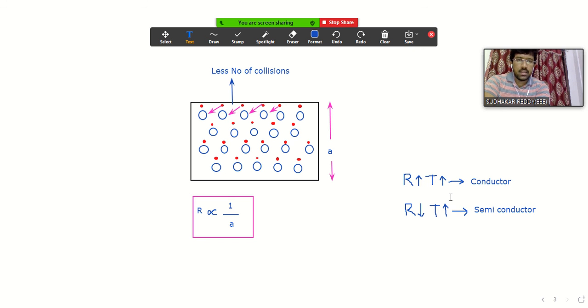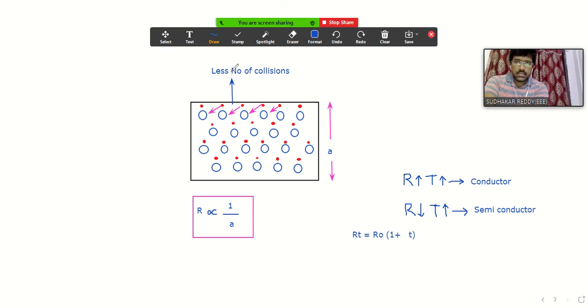But in case of a conductor, if temperature increases, the resistance value increases. We have one relation between the temperature coefficient and the resistance value. That relation I will write as an expression for better understanding. The temperature dependent resistance, small R_T, equals R naught into (1 plus alpha into T). I will write that alpha symbol also.